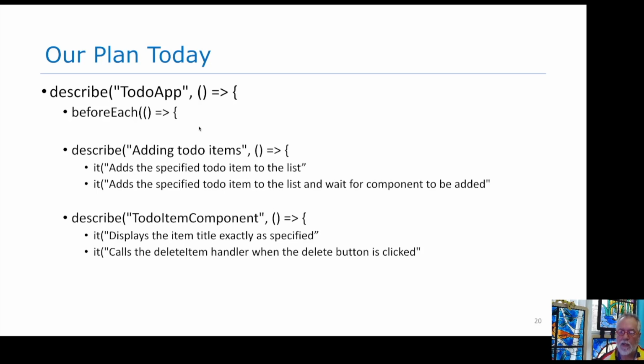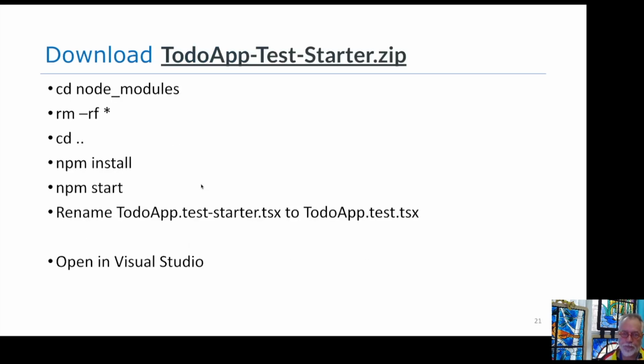So basically, we have describe the to-do app. We have a before each. We can have before all, after each, and then we describe the test suite. We're going to have adding to-do items. Then we're going to do the to-do item component. Are we displaying it and stuff like that? So take your to-do test app starter zip and run all of this stuff.